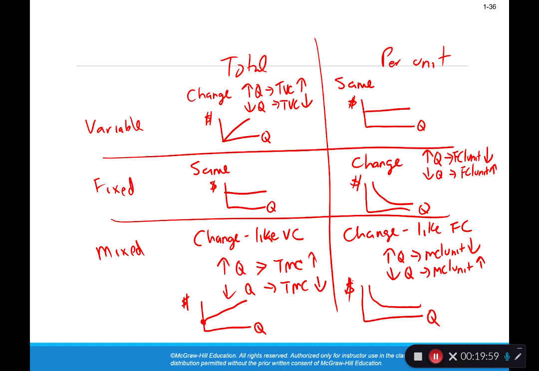So hopefully this will be a nice summary that can help you identify cost behavior appropriately and any problems that you may face in the future.